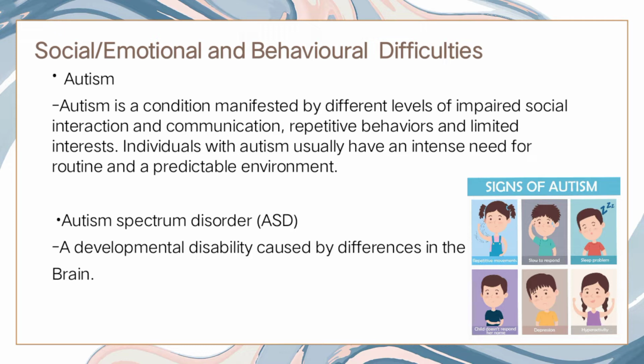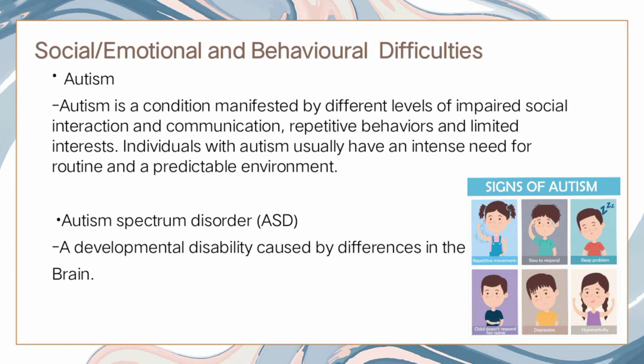Autism spectrum disorder, also known as ASD, is a developmental disability caused by differences in the brain. People with ASD often have problems with social communication and interaction, and restricted or repetitive behaviors or interests. People with ASD may also have different ways of learning, moving, or paying attention.